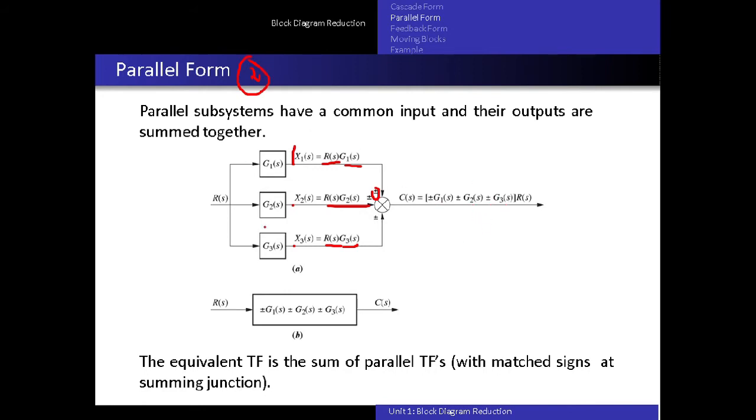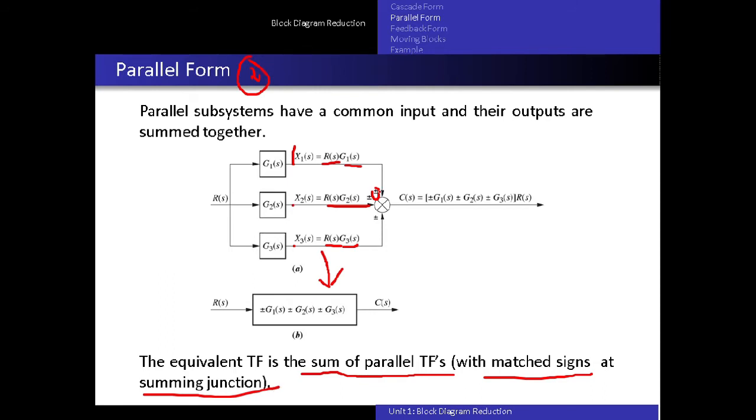So this is just the explanation. But whenever two or more blocks are in parallel, you just have to add them and you will get the reduced block diagram, that is G1 plus G2 plus G3, or minus G1 plus minus G2 plus minus G3 in case of negative sign. Okay, so the equivalent transfer function is the sum of the parallel transfer functions with matched sign at the summing junction.